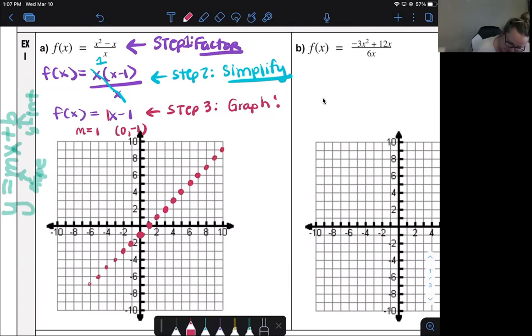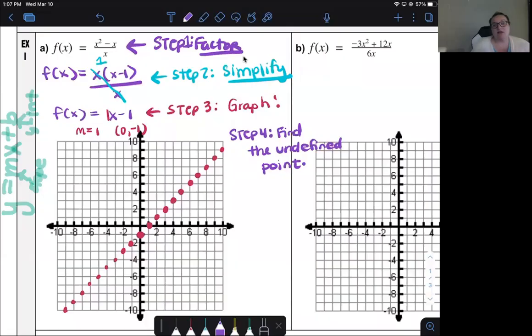Now, before I draw in my line, I have to do one last step. So step 4, find the undefined point. And let me explain what that undefined point is in just a second. So the undefined point occurs where we have any restrictions on our variable. So remember with rational equations, rational expressions, we always have restrictions because our denominator can never be equal to 0.